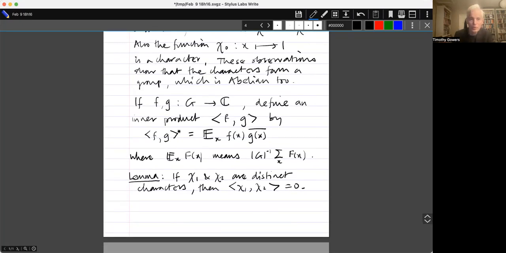A little comment. You might have expected me to define the inner product, instead of writing this average, to have a sum over x. I'm going to discuss in a moment when sometimes we do define inner products with sums, and when we don't. But first let's prove this lemma. So let chi be a non-trivial character. By non-trivial, I mean it's not the identity character, it's not the one that sends everything to 1.